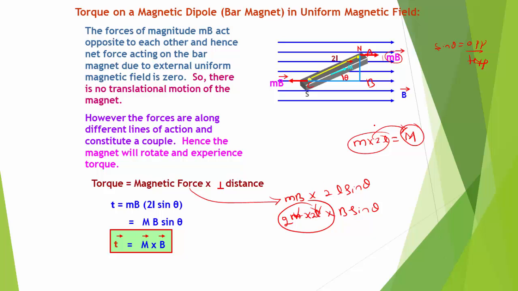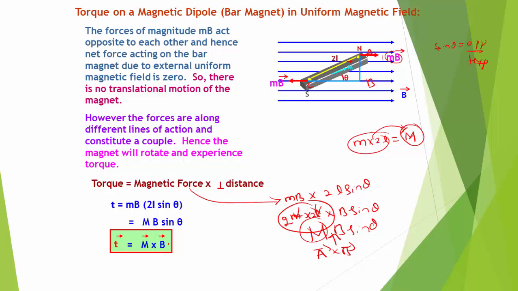Here we have taken MB. Qm, the product of pole strength and magnetic length, or the product of the magnetic force and this length, is mathematically denoted by the symbol M. M means magnetic dipole moment. MB sine theta is in the form of AB sine theta, where A cross B is equal to AB sine theta. Therefore torque is equal to MB sine theta.